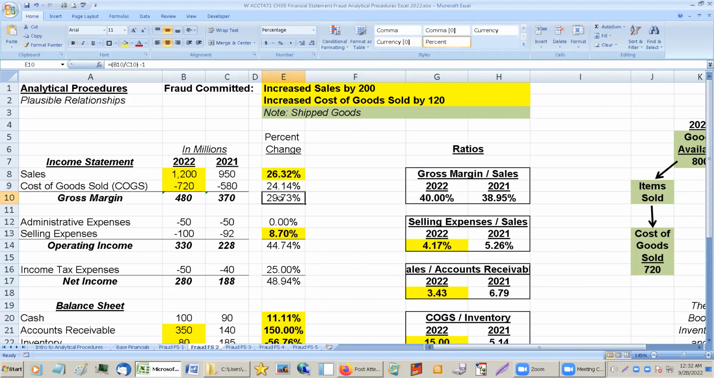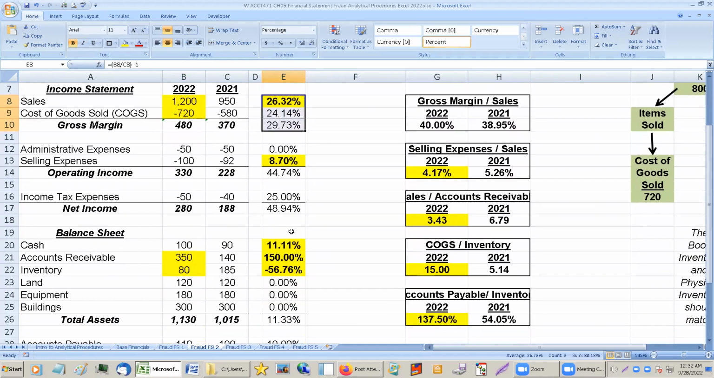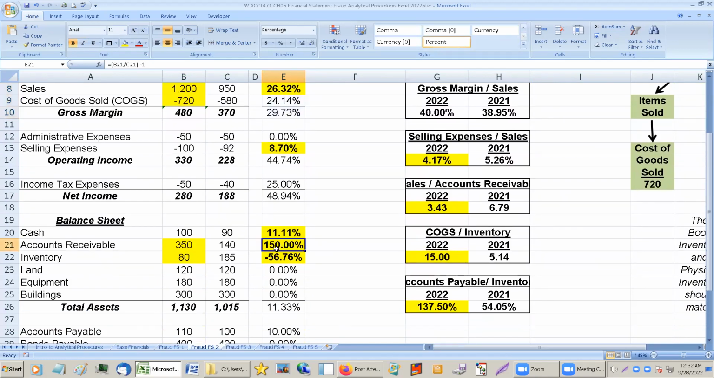But you'll notice that these numbers are all jumping up together. Coming down here, we have the crazy 150,000. And we have this inventory going way down. Now, this is unusual.